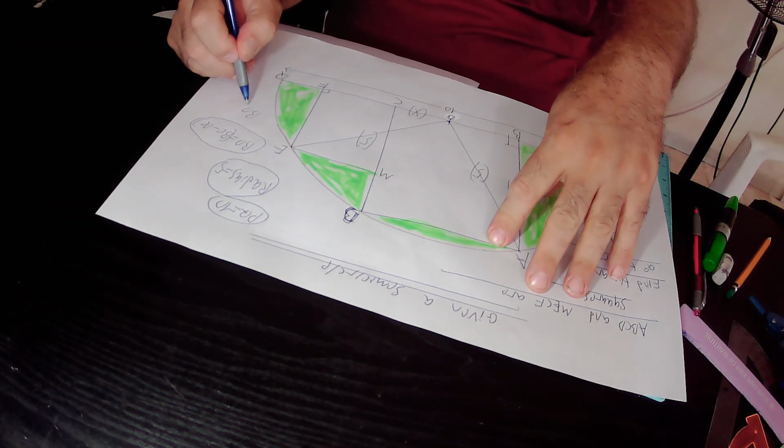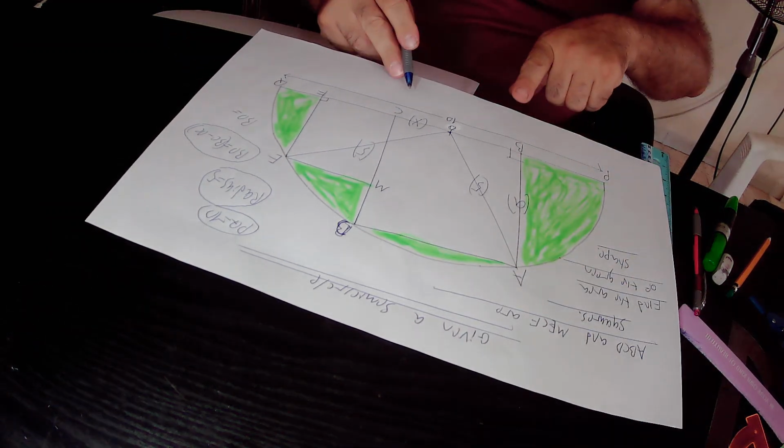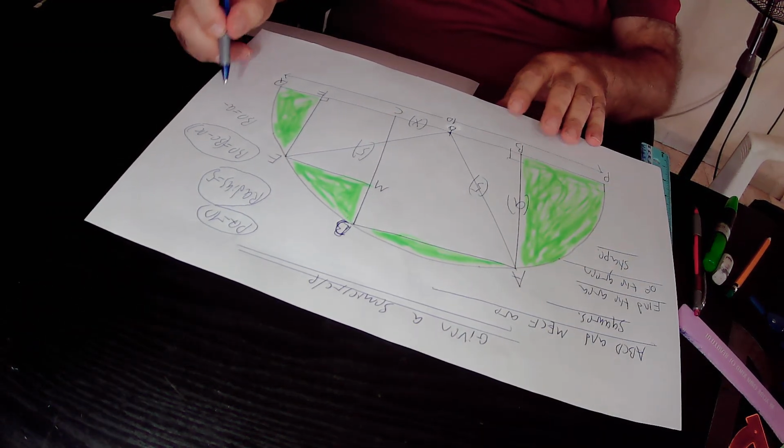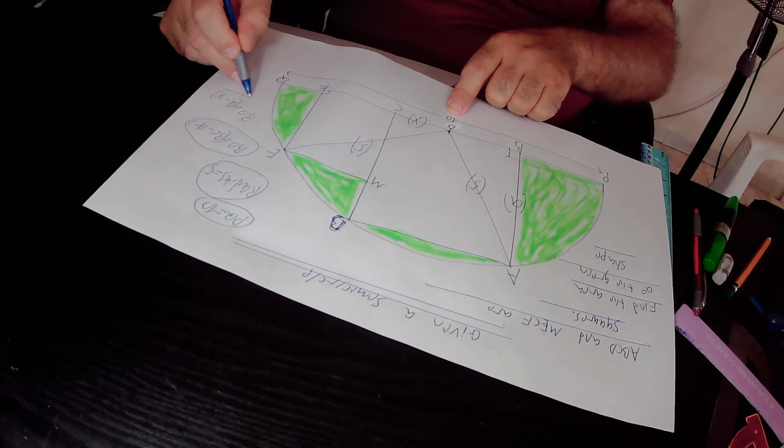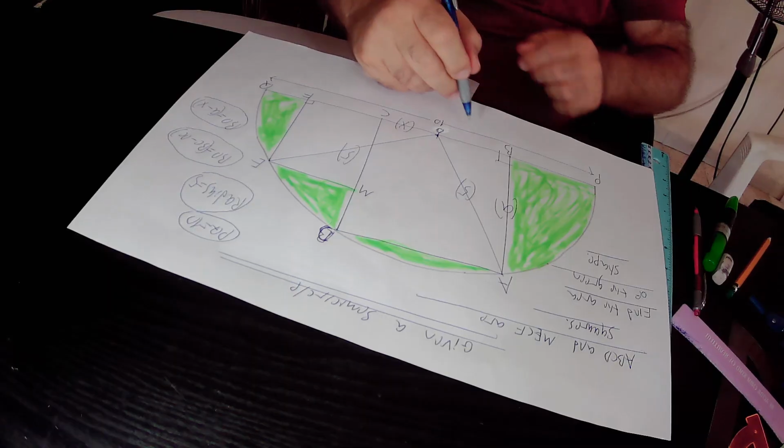So BO equals BC. BC is A minus OC. OC is X. So in total, we found out that BO equals A minus X units in its length.